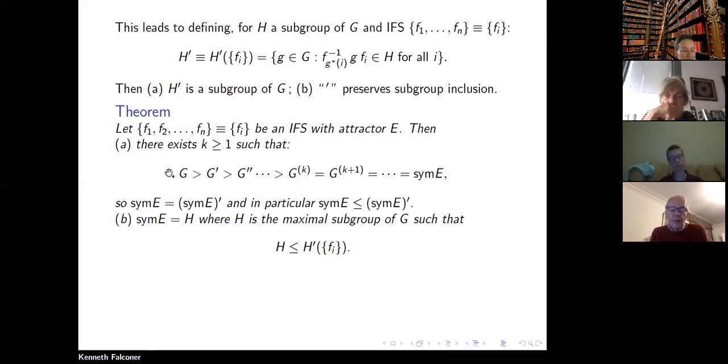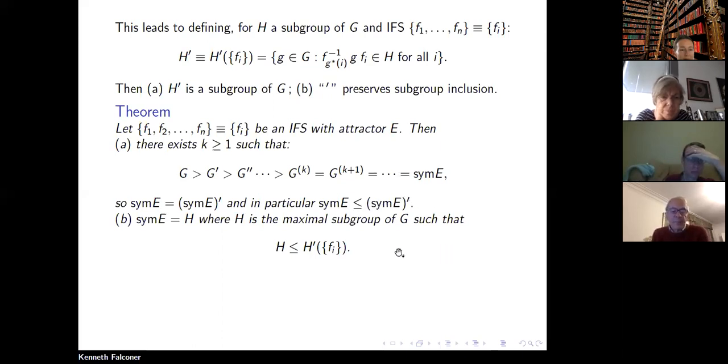And because we're only working with finite groups, eventually we're going to come to a point where the series stabilizes, where repeated priming just leaves us where we are. And it turns out what you get to by this repeated priming process, when you stabilize, the group you get is the symmetry group of the attractor. So that needs a little bit of proof. So in particular, the symmetry group primed is itself. And writing that in a slightly, apparently weaker way, that means the symmetry group is a subgroup of its prime group rather than the other way round.